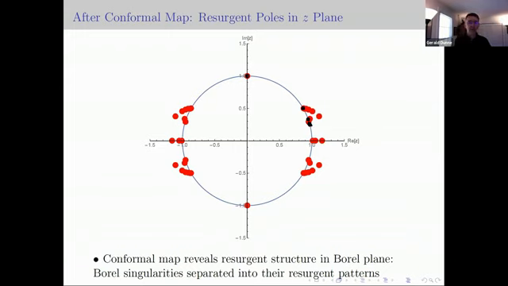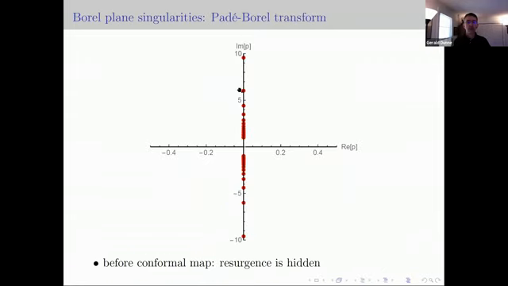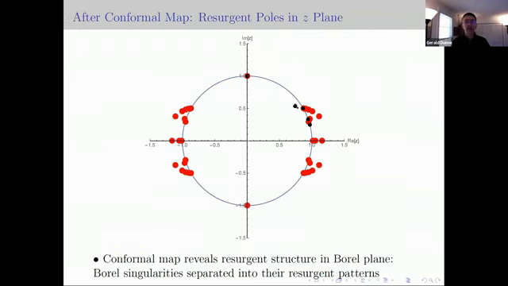But the point is, this incredibly simple step of conformal mapping has immediately resolved this resurgent Borel plane structure into different regions in the Z plane that we can now probe independently of one another. So that's an incredibly useful step.